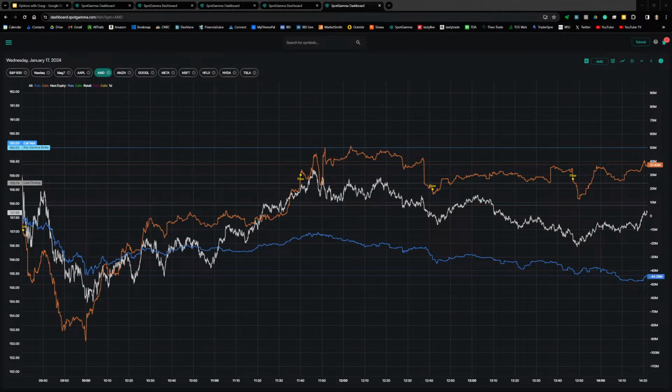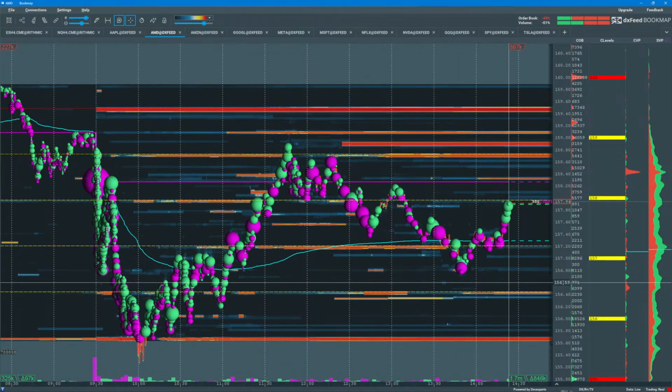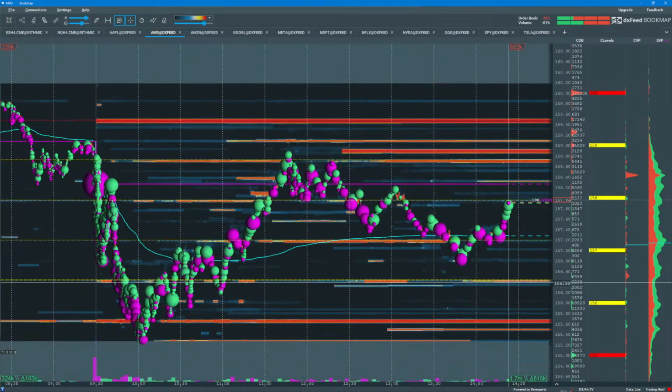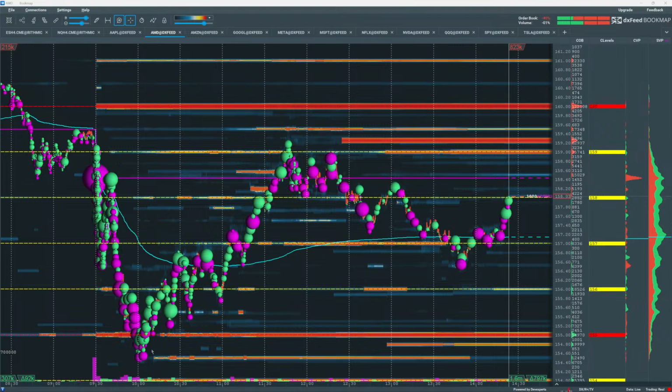Let's go back to Bookmap. And there's the long setup, as price reverses just below the 155 level. All right, the next is Amazon.